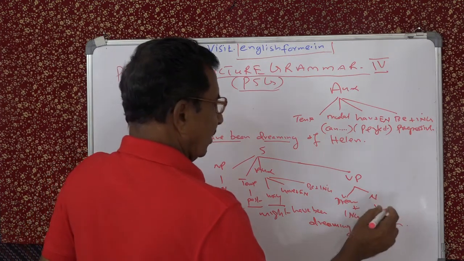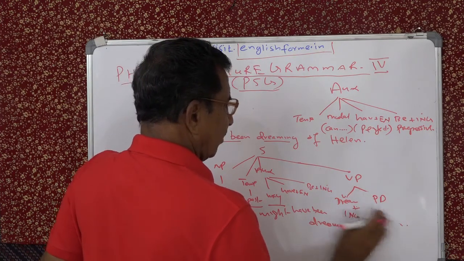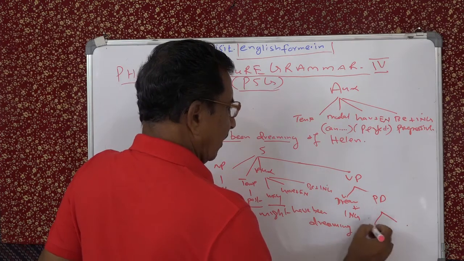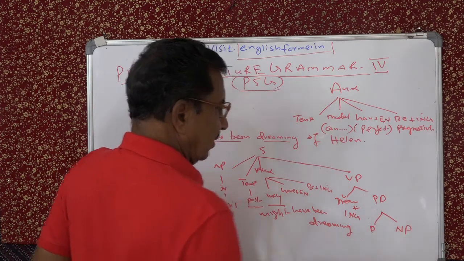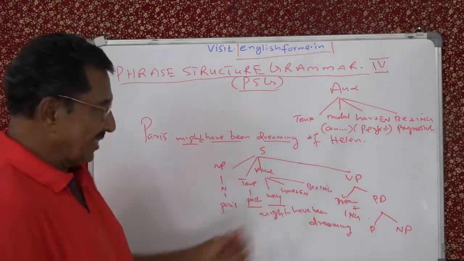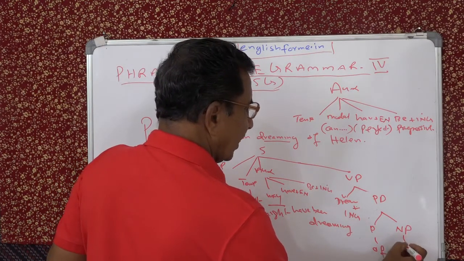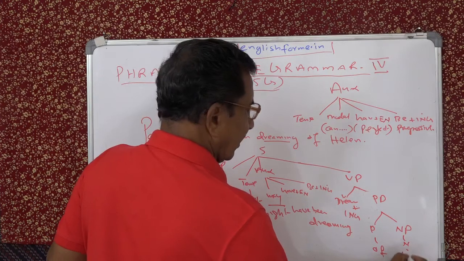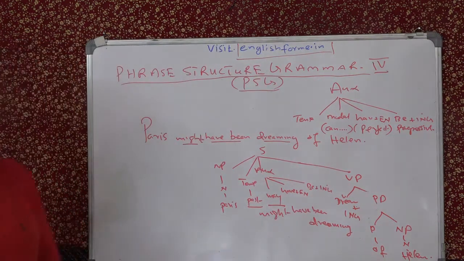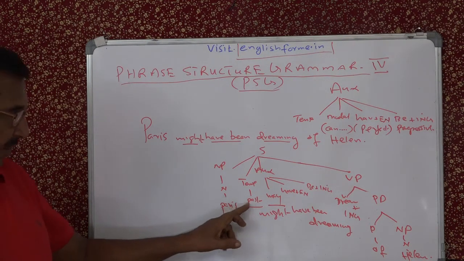Here we have an end of, this is a PP, sorry, that is off. Then we have got a PP, has got a P and the NP, sorry. Yes, I just missed that off. Doesn't matter, but it is clear. P is off and NP is a noun, and that is Helen. So this will be the sentence. Look at this. So you have Paris, past May.